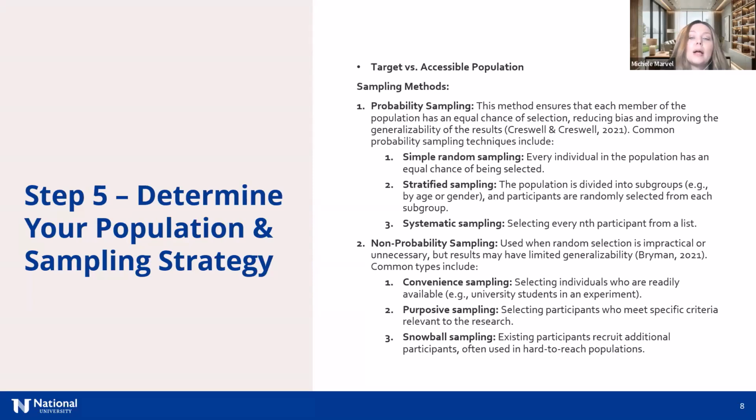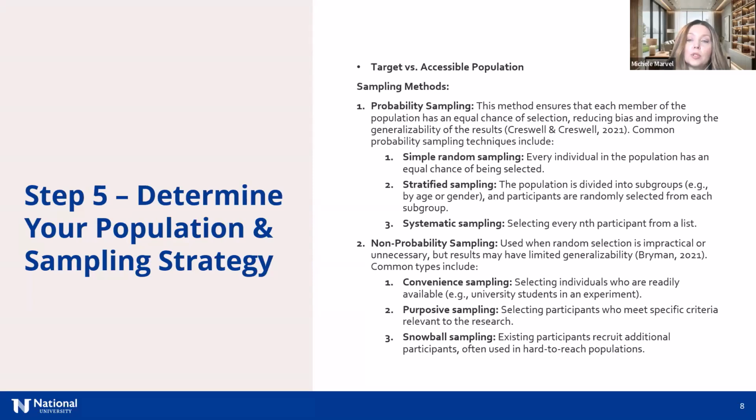Now, non-probability sampling is used because, let's face it, random sampling isn't always possible. Sometimes there are time constraints, there are budget constraints, there are access limitations that force us to use non-probability sampling methods. These methods are more convenient, but there are some trade-offs. Namely, there is limited generalizability and a higher risk of sampling bias.